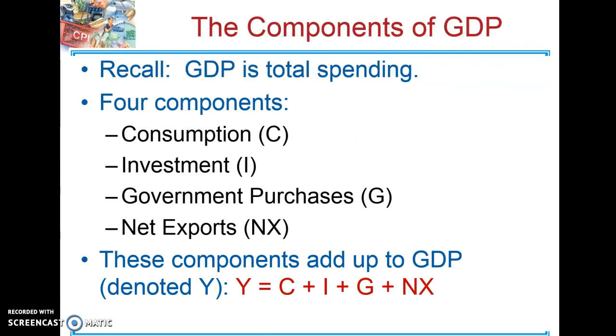So essentially, we're going to be looking at 4 specific components of GDP. We're going to be looking at consumption, which we'll designate as C, investment, meaning business investment, which we'll designate as I, government purchases, designated as G, and then net exports, which we'll designate as NX. So we're going to be looking at the difference between exports and imports.